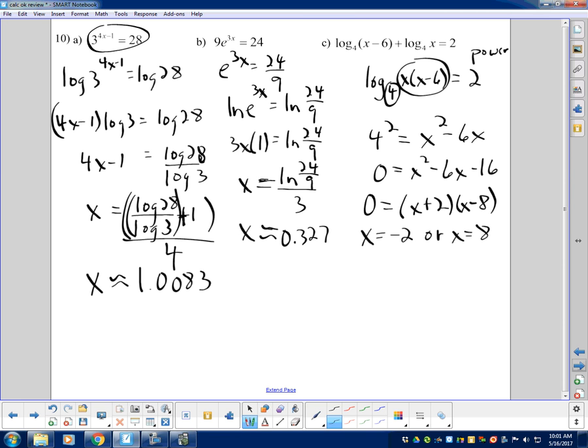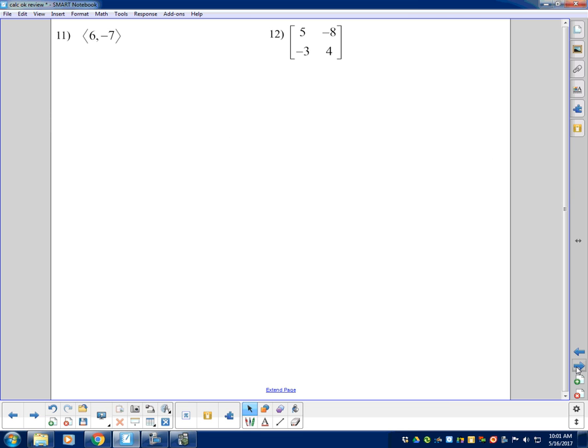If I were to take negative 2 and plug it in up here, I'd be asking for log base 4 of negative 8 up here, and log base 4 of negative 2, so it does not work. So that's extraneous, take it out, it doesn't work in the original. x equals 8 does. If you plug it in, you'll see that it does, and that's it. So let's go on to the next one here.